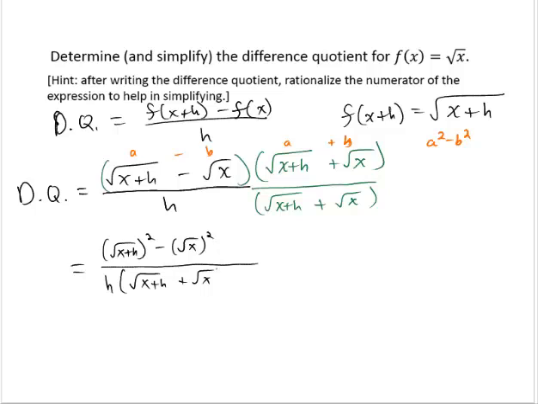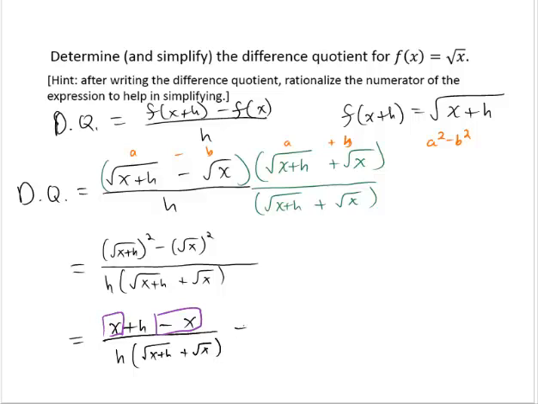But now nice things happen in the numerator. Squaring those out, the square root of x plus h squared is just x plus h, and then minus the square root of x squared is x. I have h by the square root of x plus h plus the square root of x. We have some like terms in this numerator. x minus x is 0, and so that leaves h over h by the square root of x plus h plus the square root of x.